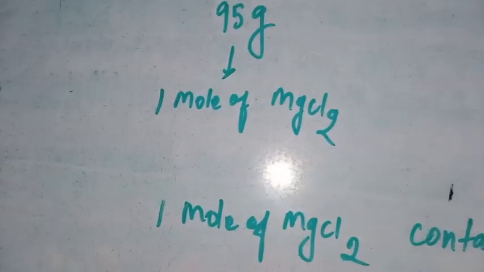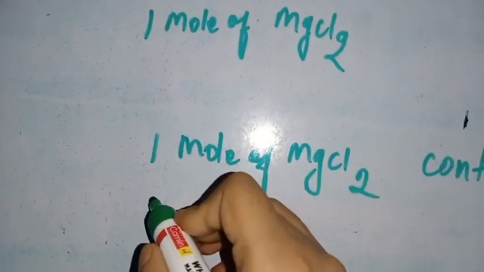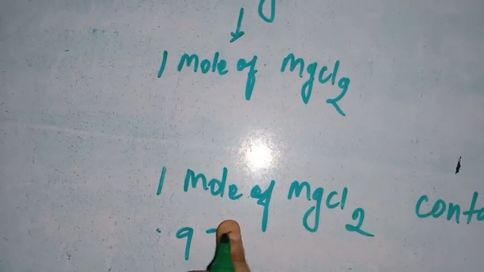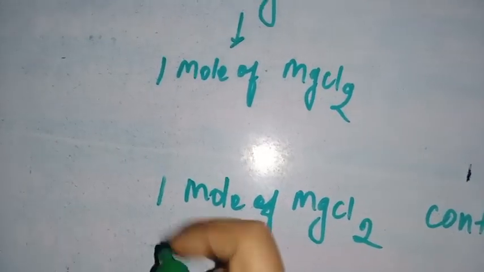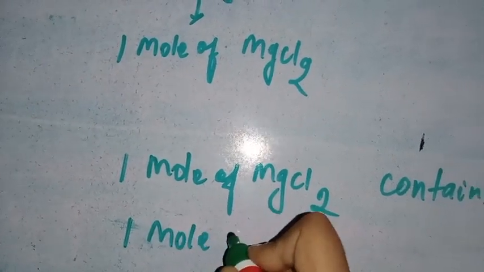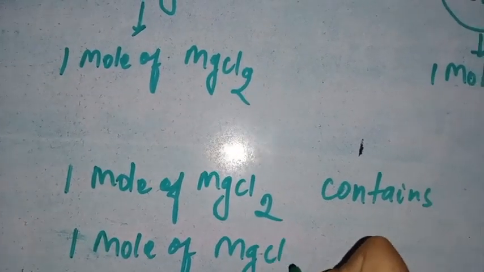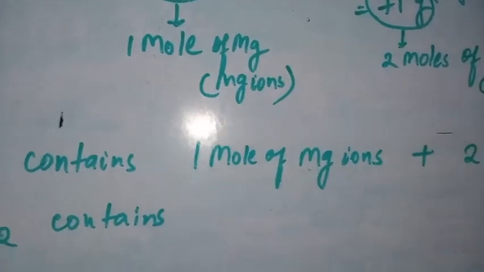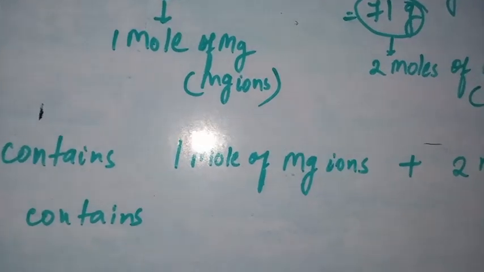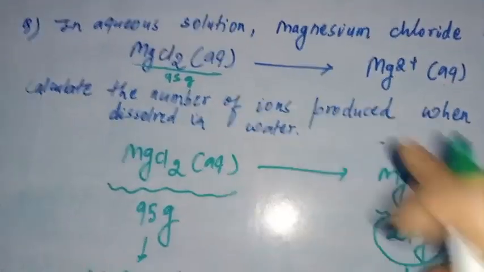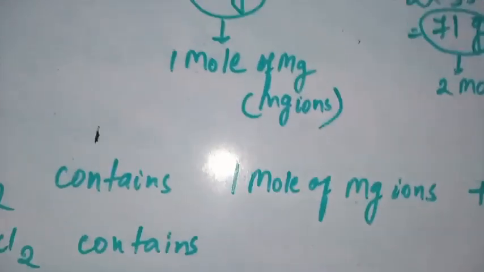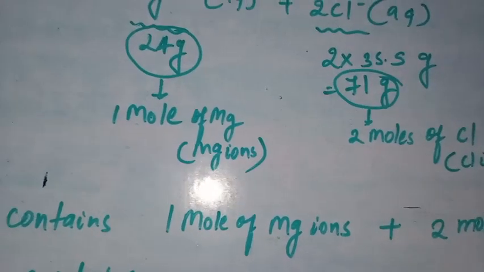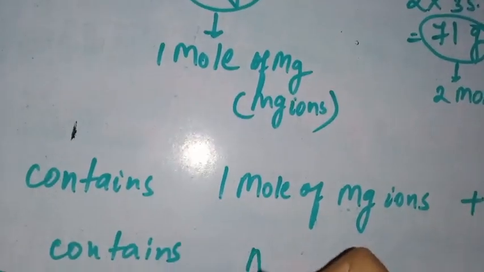And we can also write here 1 mole is equivalent to 95 grams. So we can just write 1 mole only here. We'll write 1 mole of magnesium chloride contains, instead of 1 mole of magnesium ion, we can write the number of atoms, because we have to calculate the number of ions. So 1 mole of magnesium ion contains how many ions? It contains Avogadro number of ions.